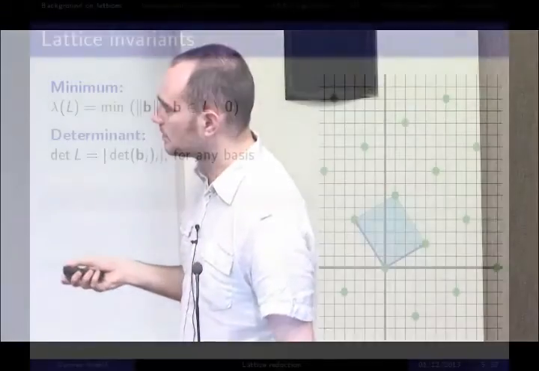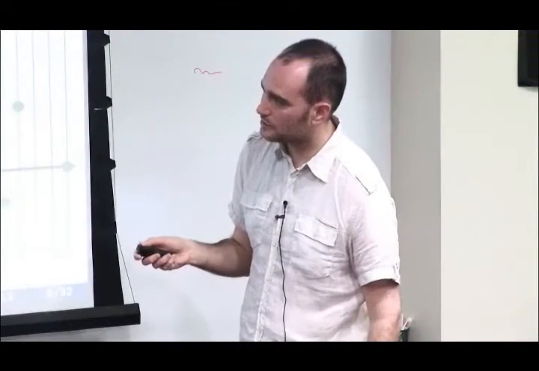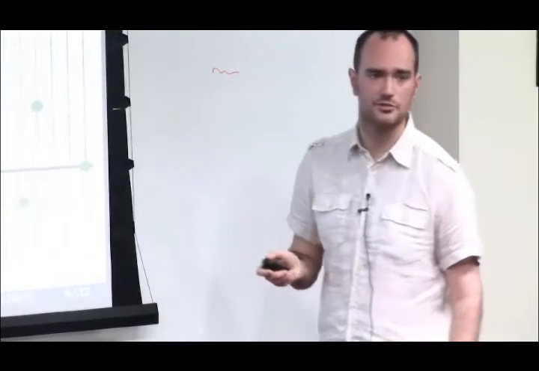Okay, another important invariant. The minimum is obviously a lattice invariant because it's not defined with respect to any particular basis. So if you take any basis, the minimum remains the same. For the determinant, you take any basis, you take its basis matrix, and you look at the absolute value of its determinant. So that's the definition of the determinant of a lattice.